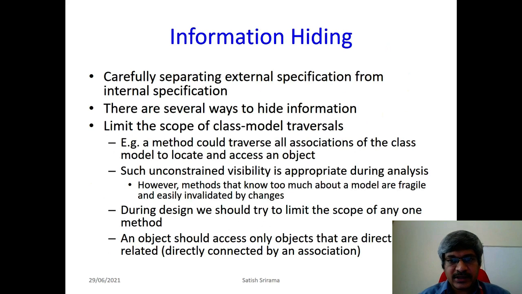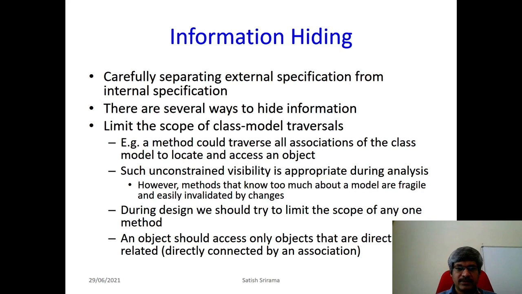First, let us look at information hiding. Here we are trying to carefully separate the external specification from the internal specification. Information hiding fundamentally deals with this. There are several ways to hide this information. The first one is to limit the scope of the class model traversals.